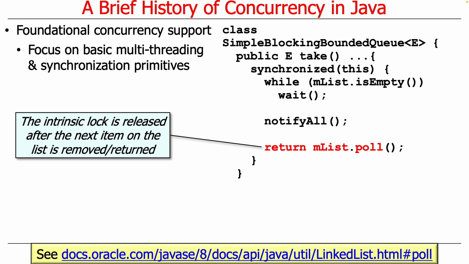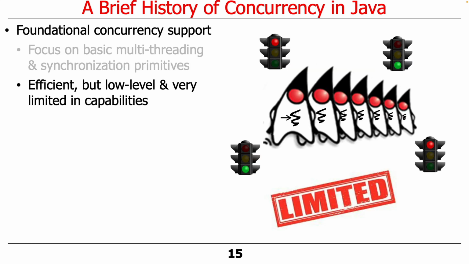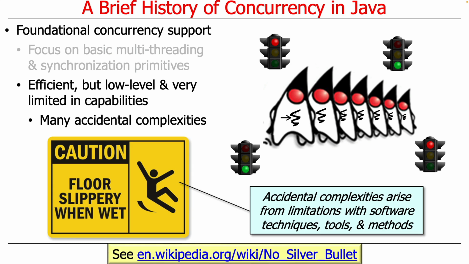This is also using the guarded suspension pattern, a very common way of doing things in concurrent programs. These mechanisms that were in Java 1 were very efficient, but they were low level and limited in what they could do. As a consequence, there are all kinds of accidental complexities, which can arise from limitations with software technique, software tools, software methods. These are things that are not inherent in writing code or writing concurrent code. It's because we're using tools that are very limited.